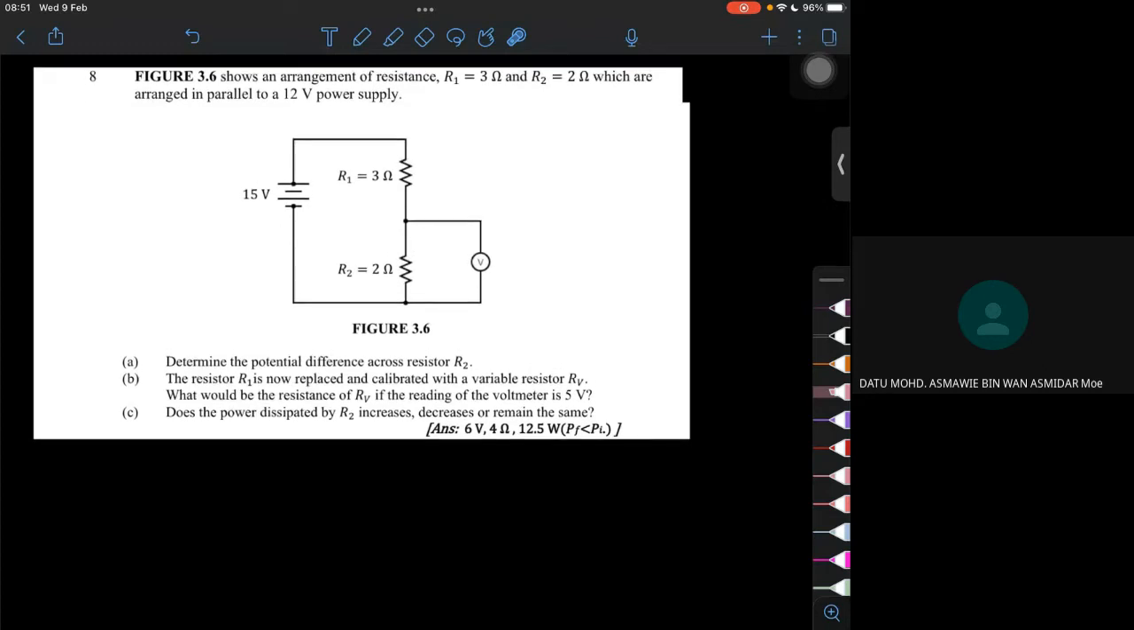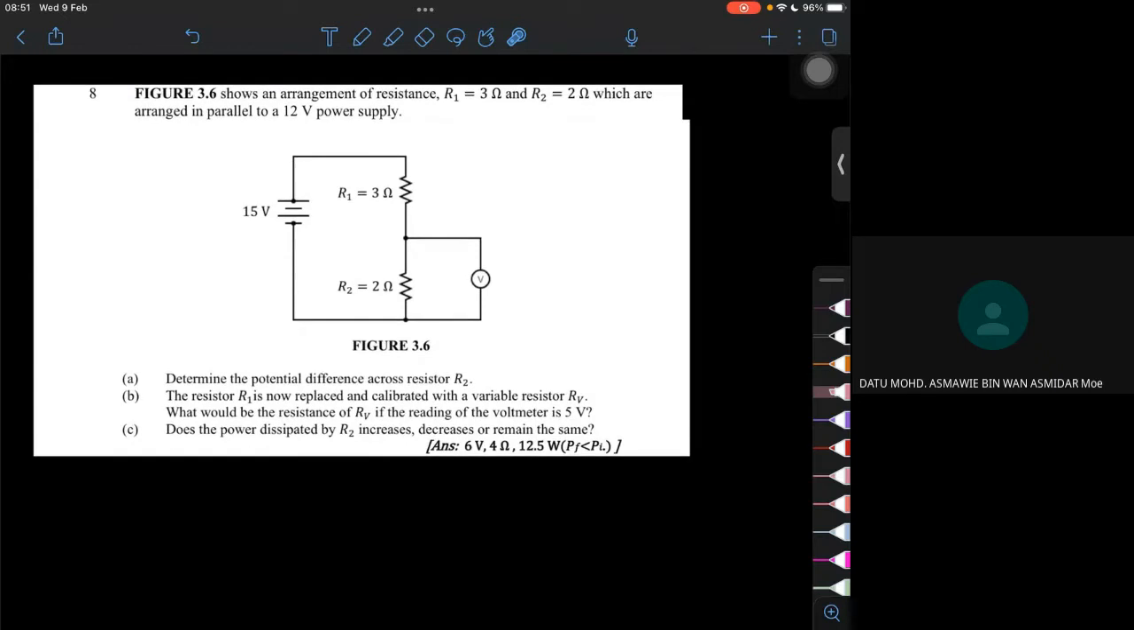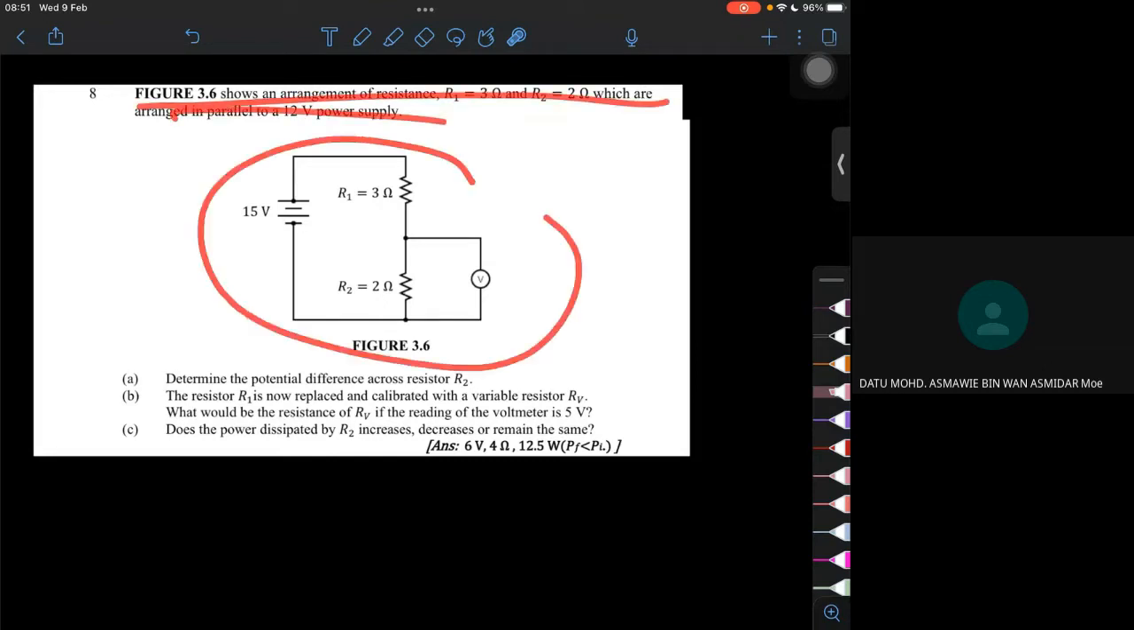Okay, so here we are given figure 3.6. Given that resistance 1 is 3 ohm, this one is 2 ohm, connected to a battery of 15 volt. Basically, kat sini salah, dia sebenarnya connected in 12 volt. Kenapa 12 volt kat sini? Okay, abaikanlah this one. Kita tengok je circuit yang dibagi.